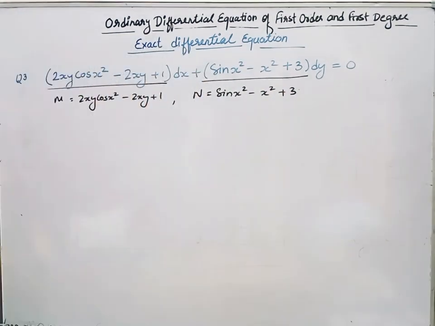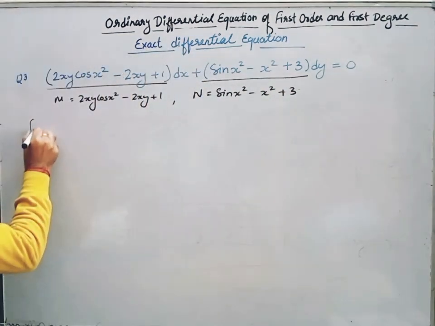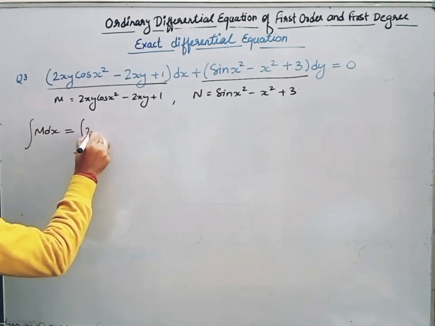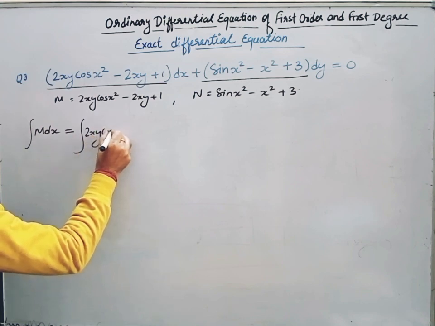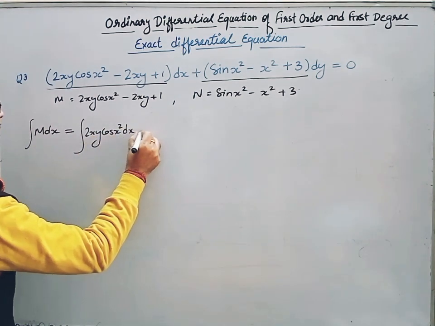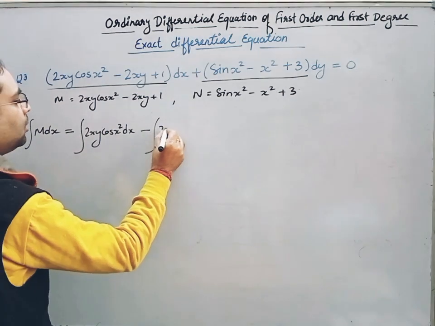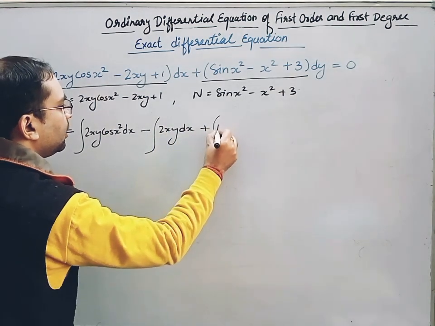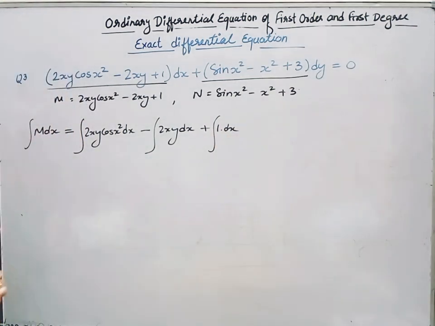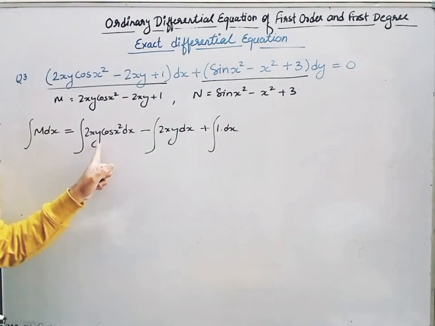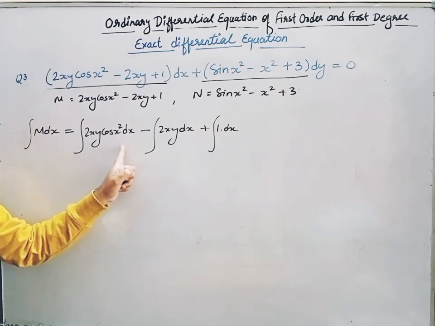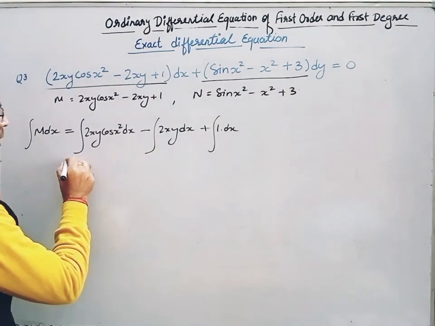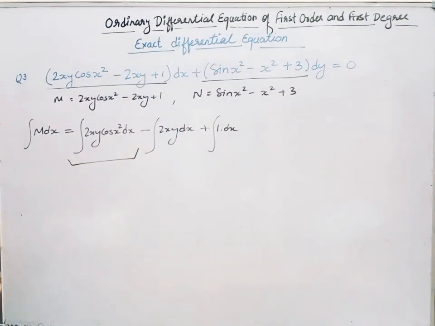Now we'll solve this. So the integral of m with respect to x would be the integral of 2xy cos of x square dx, minus the integral of 2xy dx, plus the integral of 1 dx. Here we can solve the first integral with the help of the substitution method. In this we will substitute x square by t. So we'll first solve this integral by the substitution method.